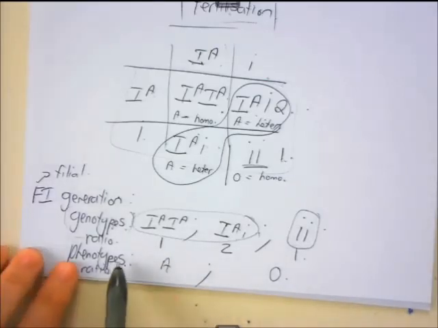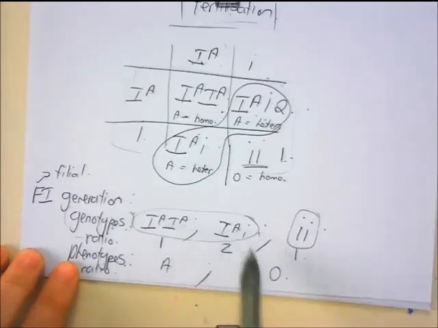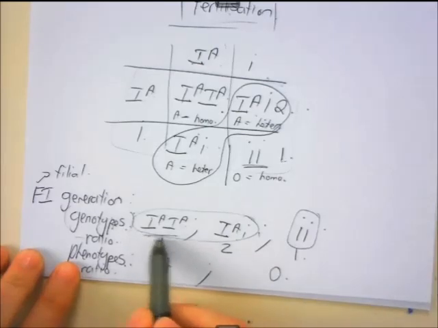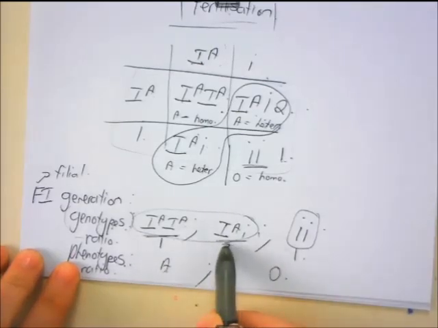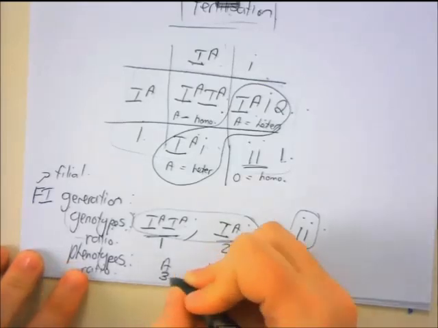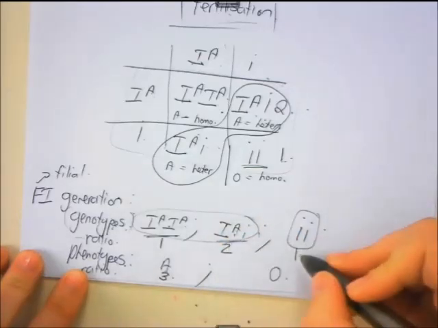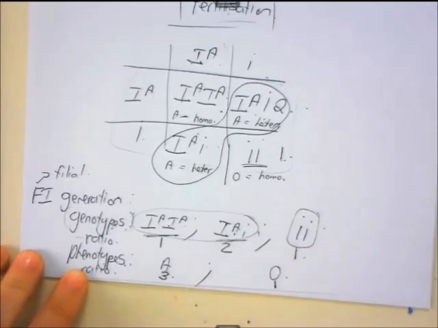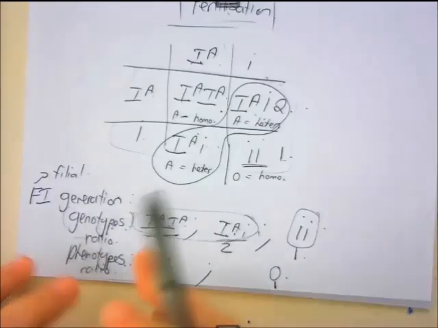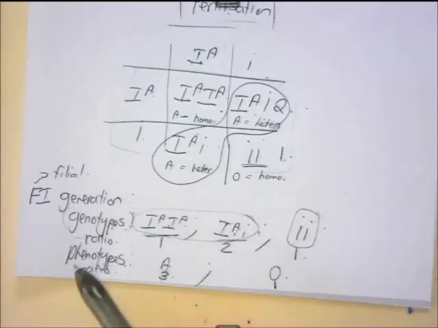When we look at the phenotypes, we know that that and that are going to code for the same phenotype, even though the genotype is different. They are both going to code for blood type A, which means now the ratio changes from 1 to 2 to 1, to 3 coding for blood group A, and only 1 coding for blood group O. So this is why the genotypes and the phenotypes are so important. They are so closely linked. You have to know what is going on.